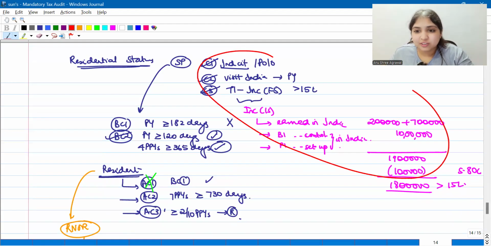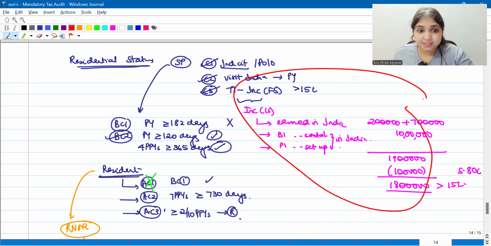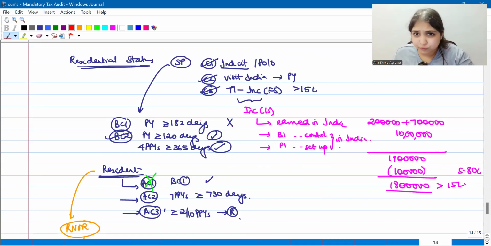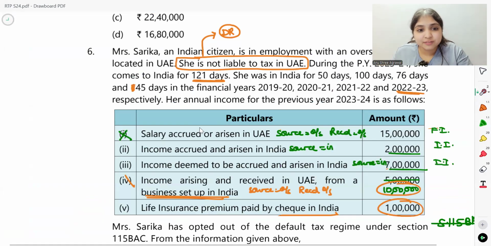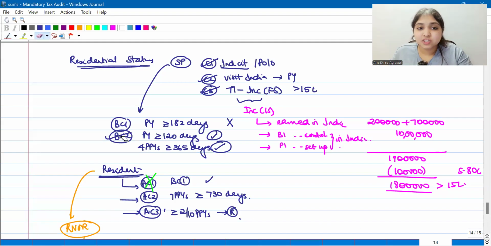So all this is not going to change, guys. We're not changing any income numbers. Basic condition 1 is still not fulfilled, because in the previous year it was only 121 days. So only basic condition 2 for the preceding previous years will change. For the preceding previous years, how many days has she lived in India now? 50 days, 100 days, 76 days, 45 days, only 271 days, guys. So basic condition 2 is now not fulfilled. Right? For the preceding previous years, 365 days not fulfilled, only 271 days.